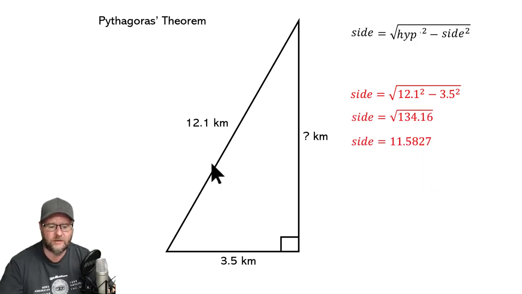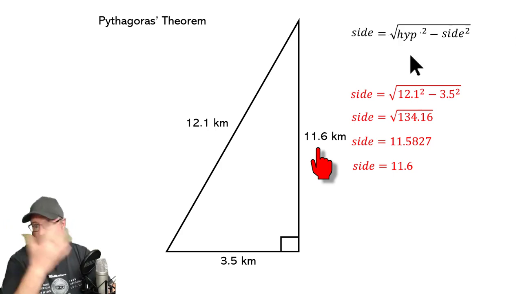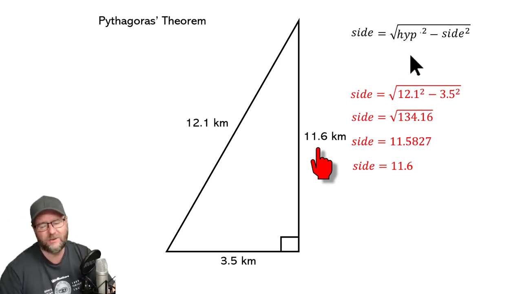Now these are rounded to one decimal place, so I will round this off to one decimal place as well. And if you're not sure how to do rounding, I'll put a link in the description as well to a rounding off video. But we worked out that the length of that unknown side was 11.6 kilometers using the magic of Pythagoras. Great job, guys. Well done.